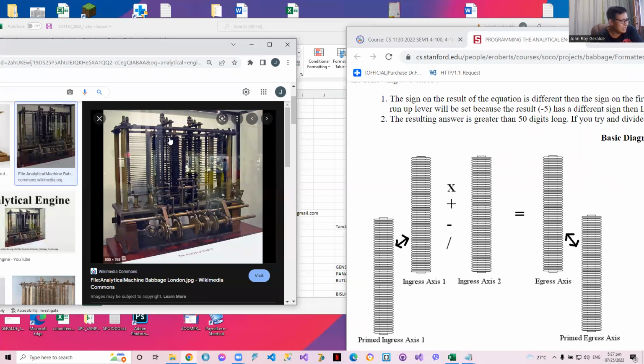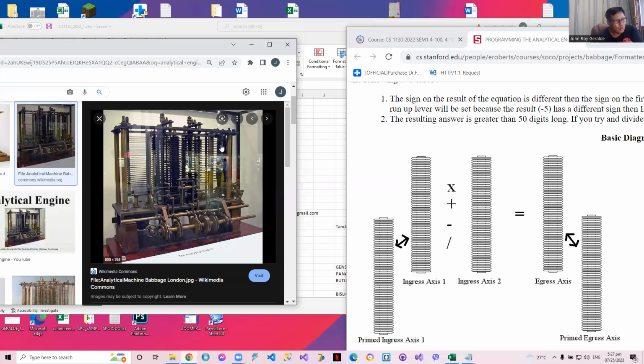This an axis is a string of gears, okay? 20 gears, no? Each gear is labeled 0 to 9. Ito, this is 40, I think. So this is the first ingress axis. I think this is the first ingress axis, no? Ito yata, no? Ito. The second ingress axis, and we have the egress axis. And then we have the prime egress axis.